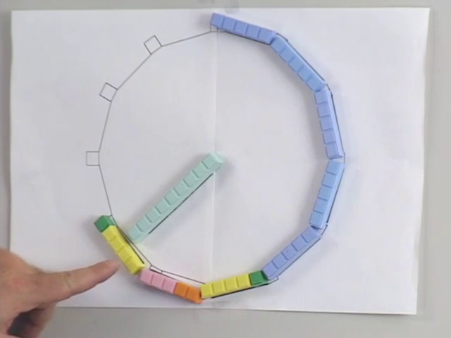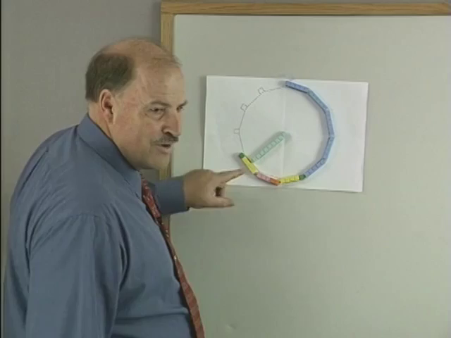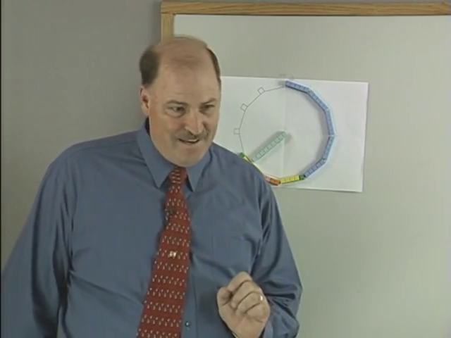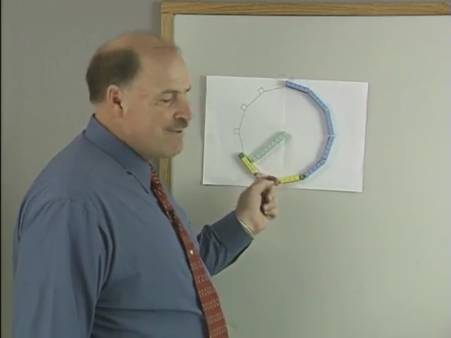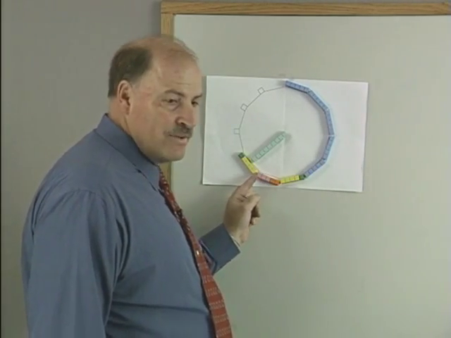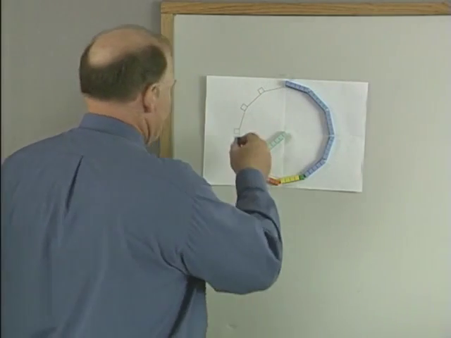36, 37, 38. 38. Very good. That's a tough one, right? Because you can go by the 5s, but when you get to the end of the 5s, you have to start going by just individual ones. Okay, let's see if I got enough up here to make the rest of my clock.